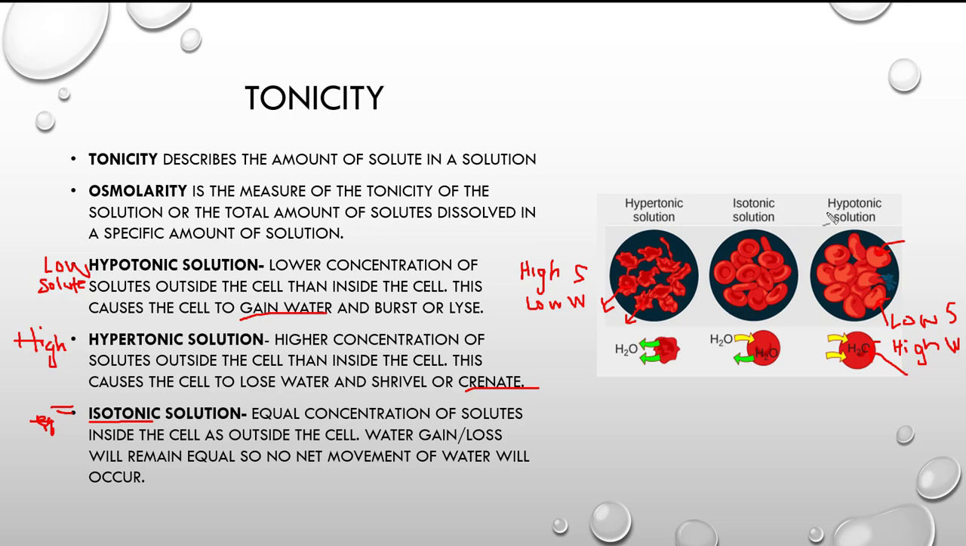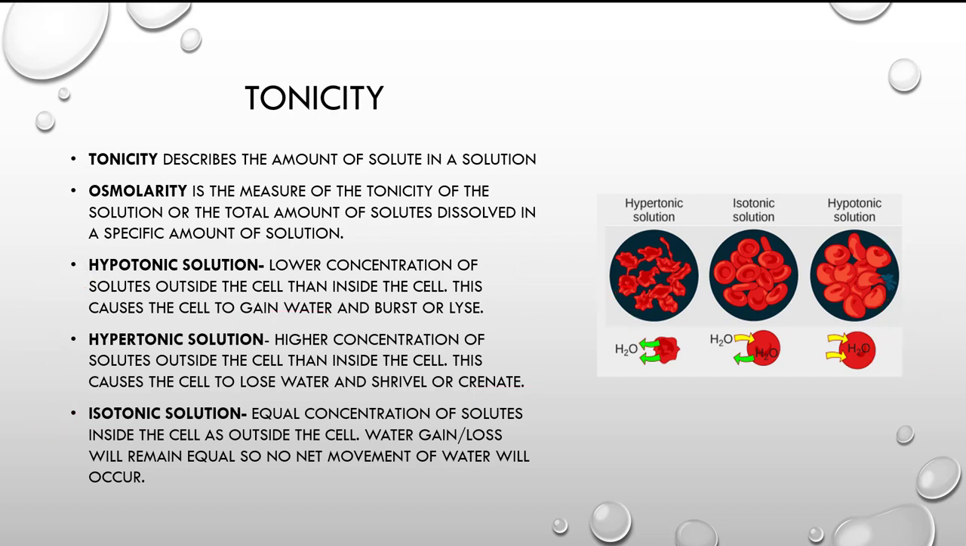Okay, so hypotonic, hypo, think low solute, high water. Water enters the cell, causing it to burst. Hyper, high solute, low water. Water leaves the cell, cell shrivels up. Iso, equal amount of solute, equal amount of water. Water equally goes in and out. Cell is happy. Okay, so those are the different tonicities, or amount of solute in water.